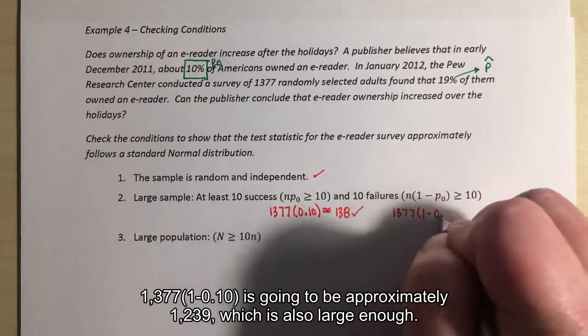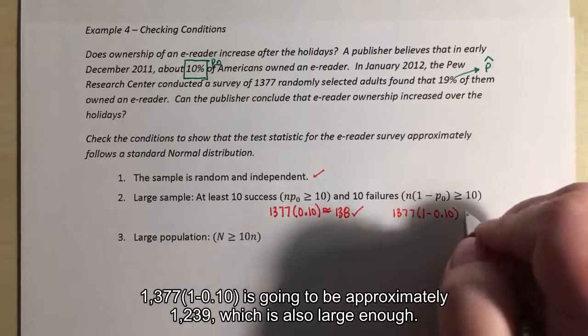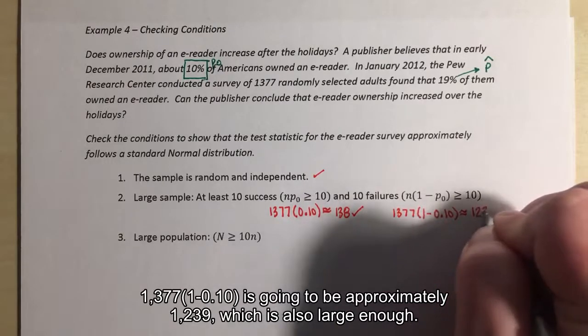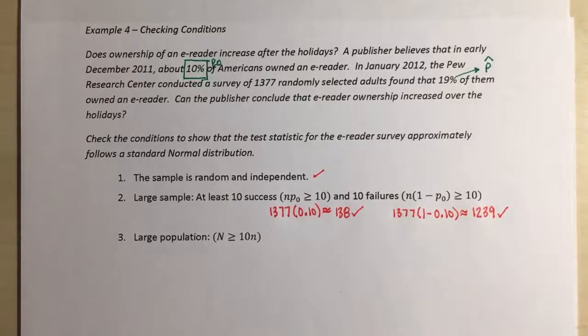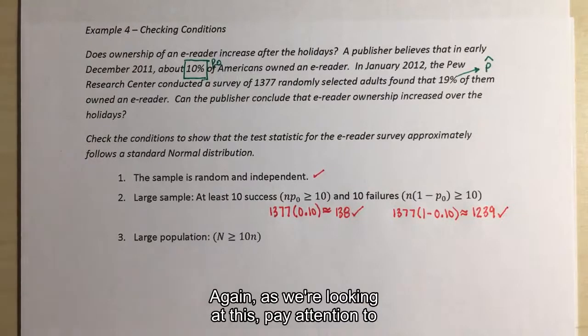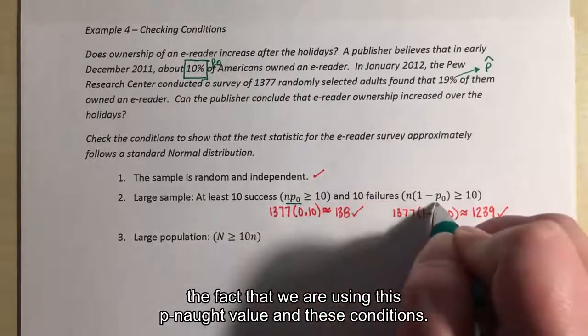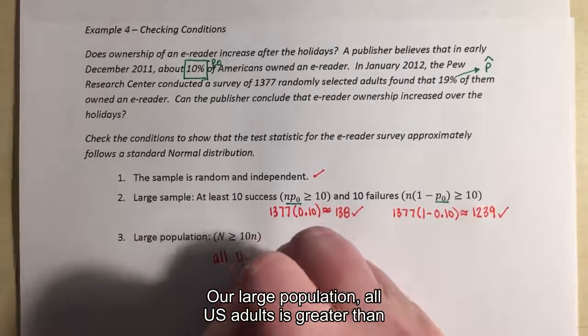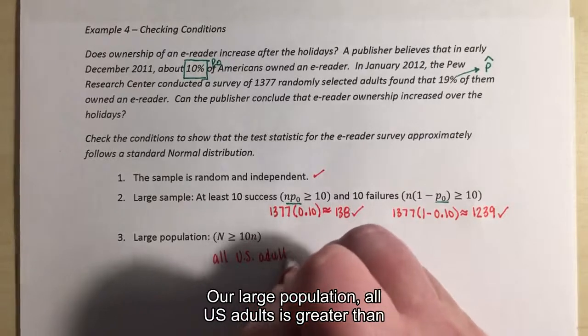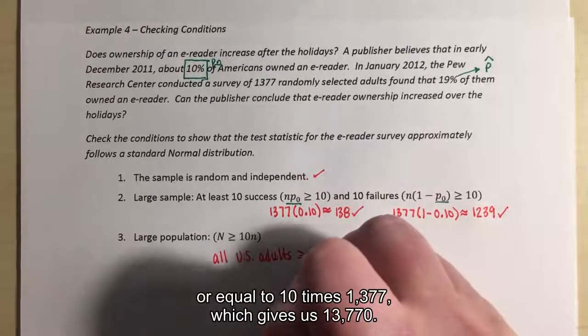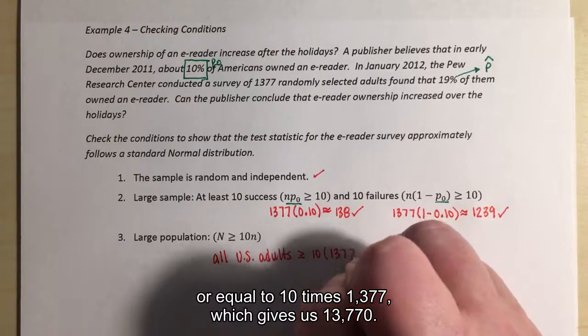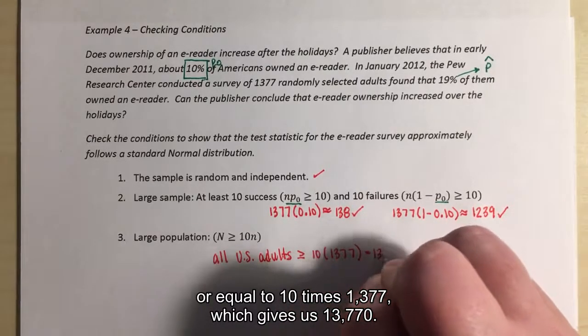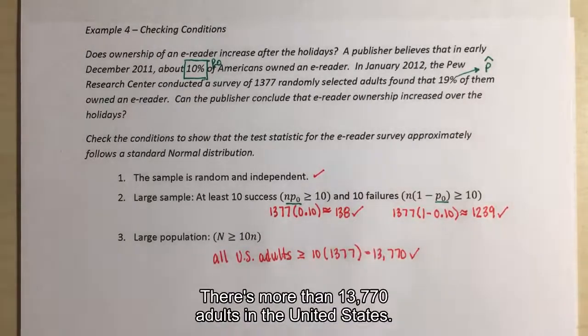1,377 times 1 minus 0.10 is going to be approximately 1,239, which is also large enough. Again, as we're looking at this, pay attention to the fact that we are using this P-naught value in these conditions. All right, our large population, all U.S. adults, is greater than or equal to 10 times 1,377, which gives us 13,770. Well, that's definitely true. There's more than 13,770 adults in the United States.